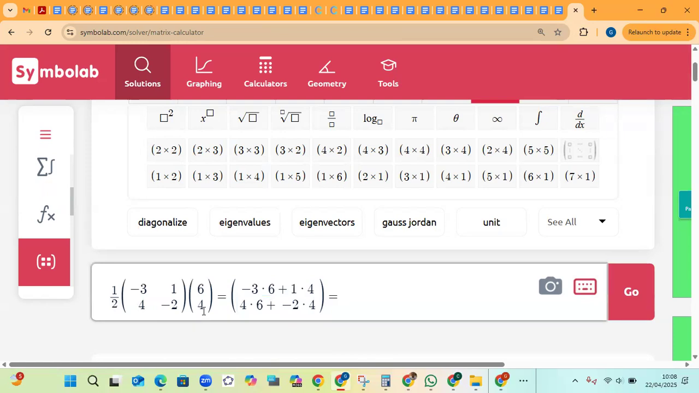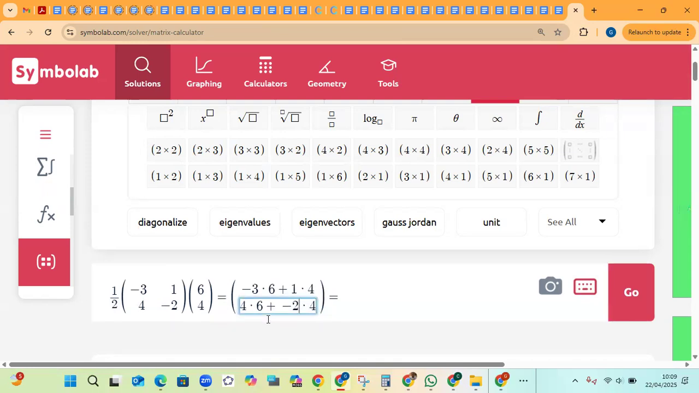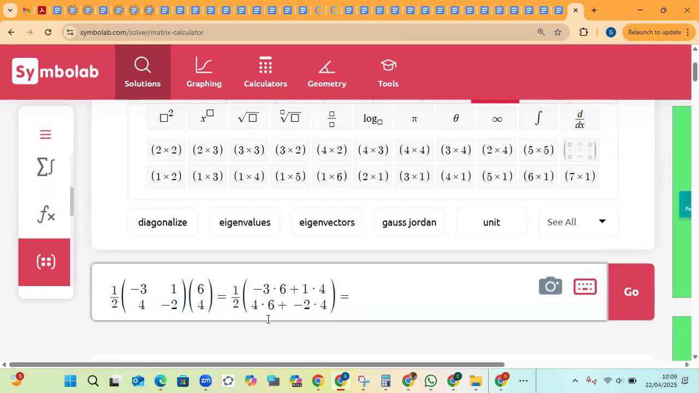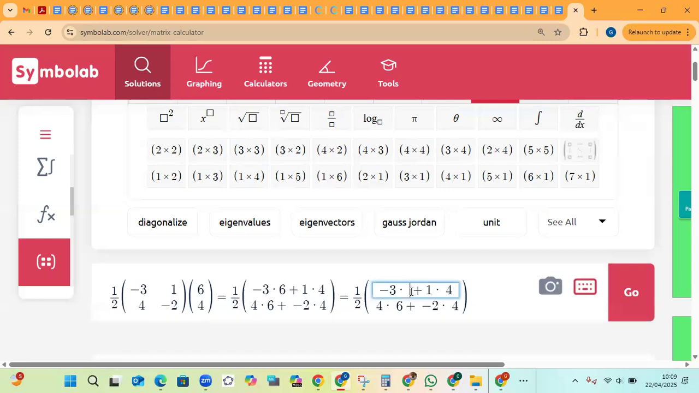Okay, so let us simplify this. And the half is outside there. Don't forget the half outside. Let's copy this, and I will simplify that. Minus 3 times 6, that's negative 18. 1 times 4 is 4. 4 times 6 is 24. Negative 2 times 4 is negative 8.